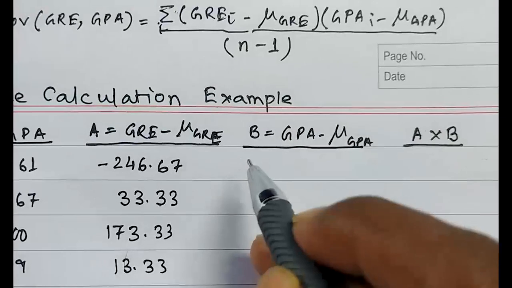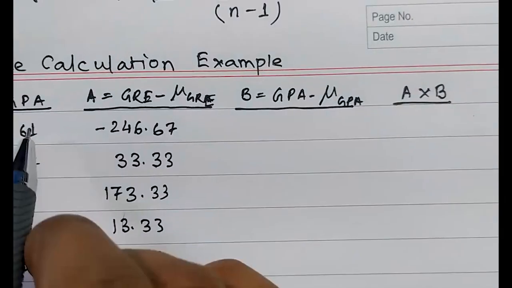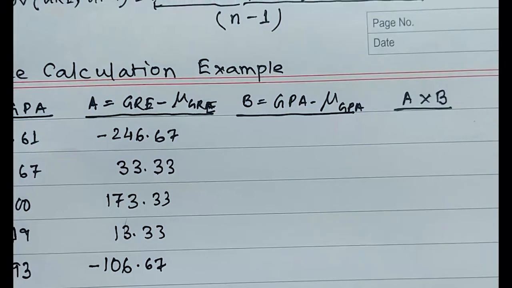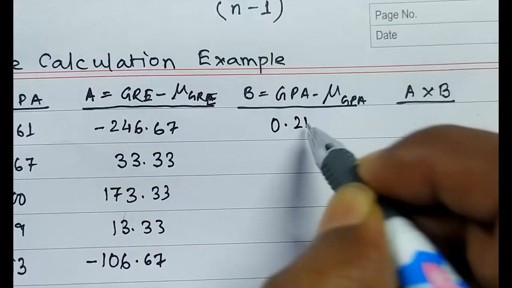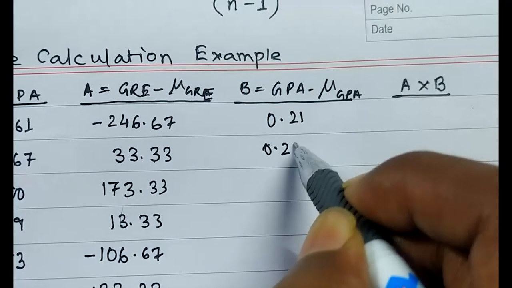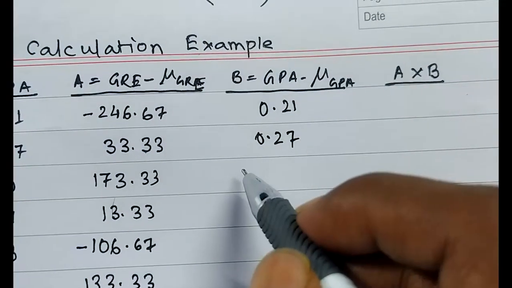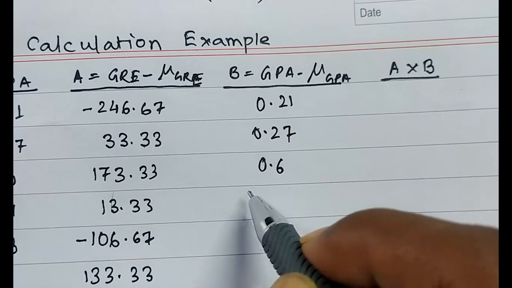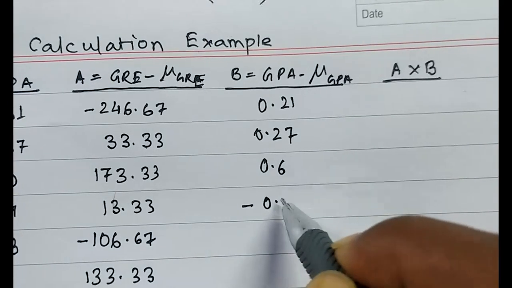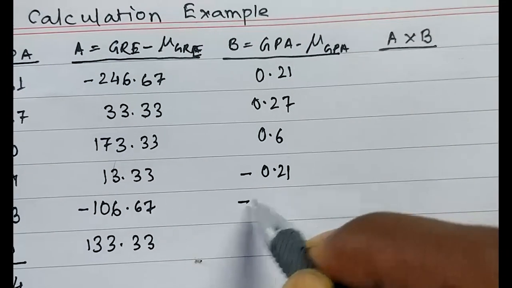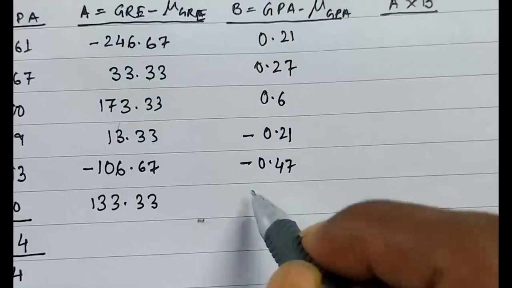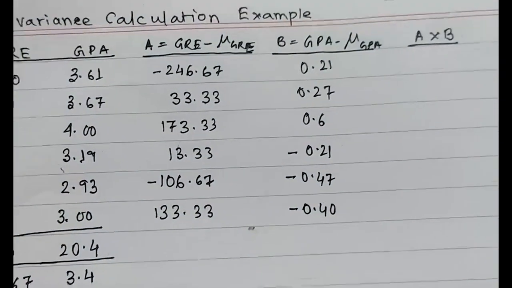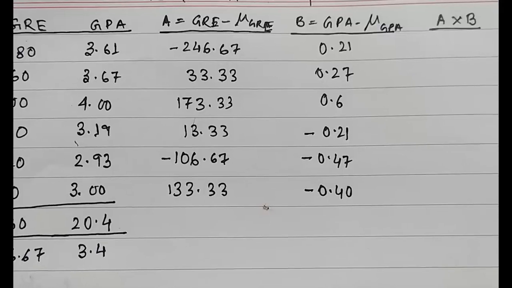Similarly, I have to compute B. That is 3.61 minus 3.4, which is 0.21. This will be 0.27. 4 minus 3.4 is 0.6. 3.19 minus 3.4 is minus 0.21, minus 0.47, minus 0.40. So these are the values that we have computed for A and B.